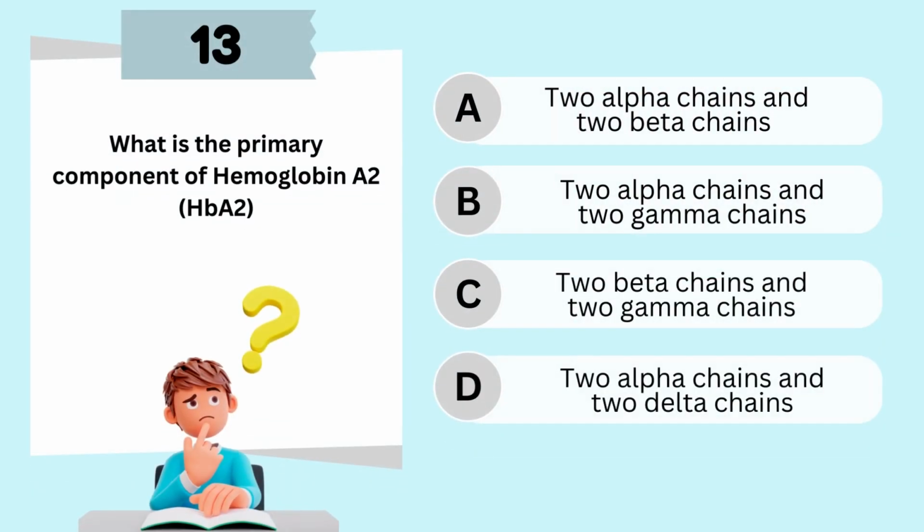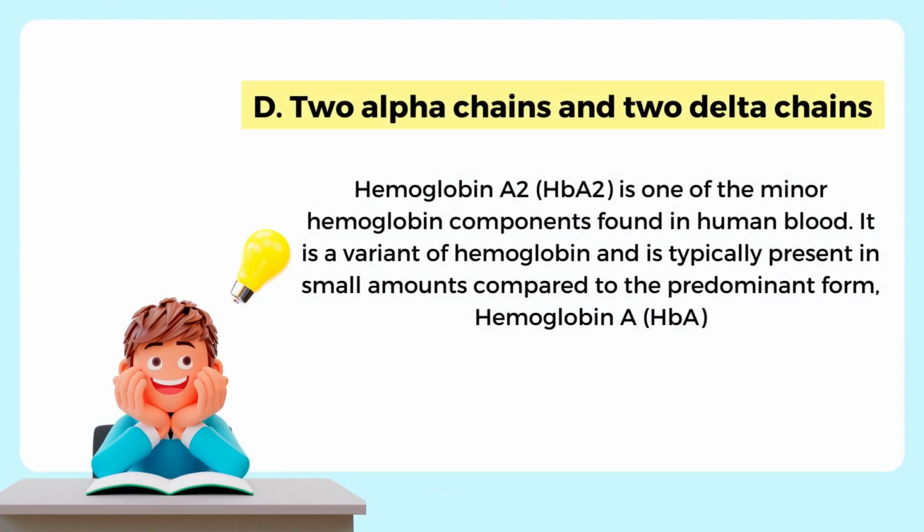What is the primary component of hemoglobin A2? The correct answer is D. 2-alpha and 2-delta chains.